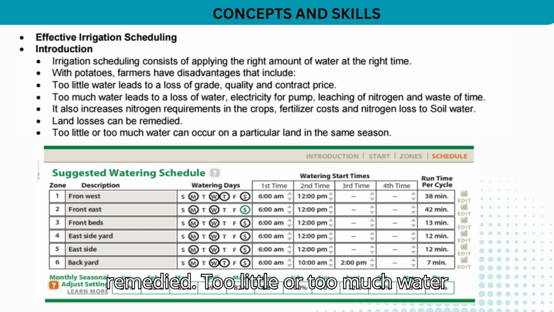Land losses can be remedied. Too little or too much water can occur on a particular land in the same season.